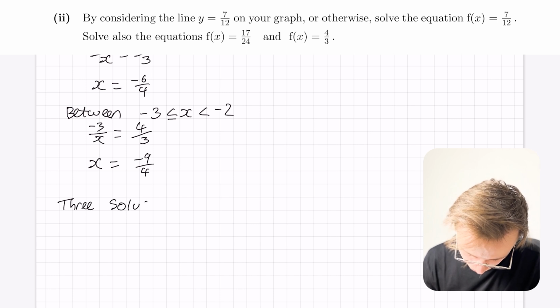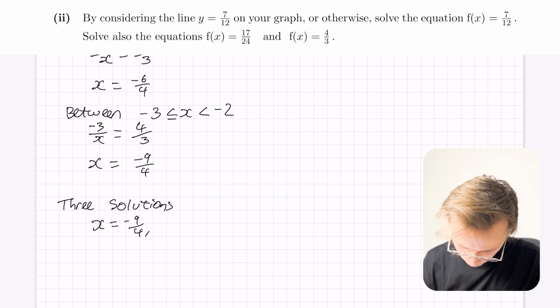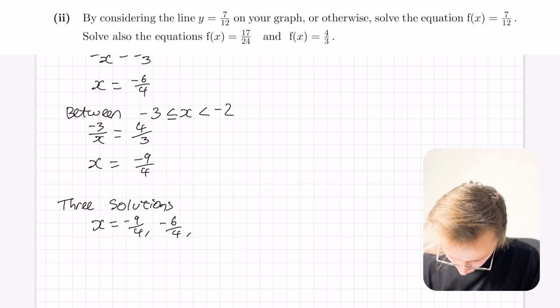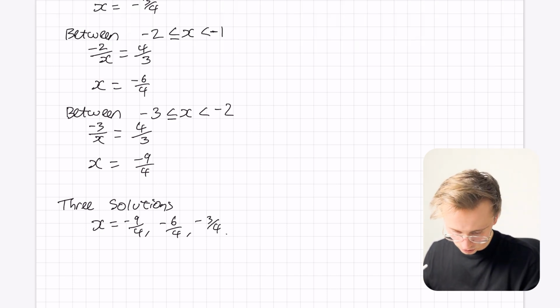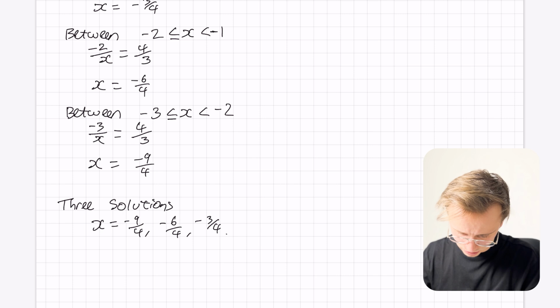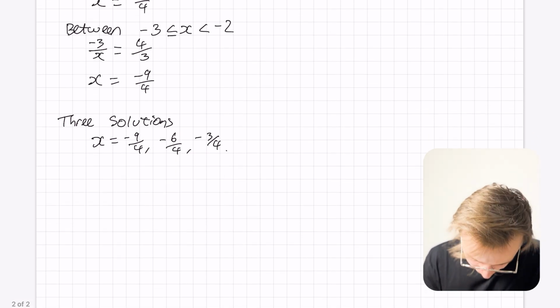3 solutions. X equals minus 9 over 4, minus 6 over 4, and minus 3 over 4. Okay, cool. So, next we have part 3.